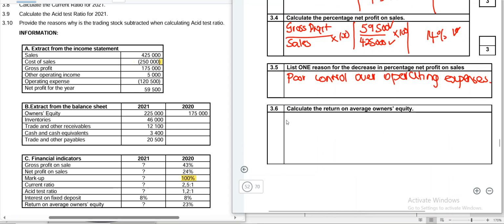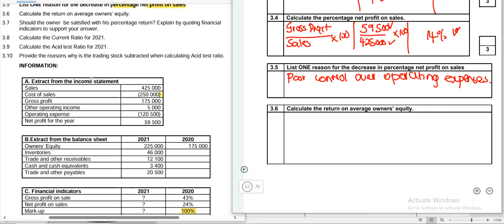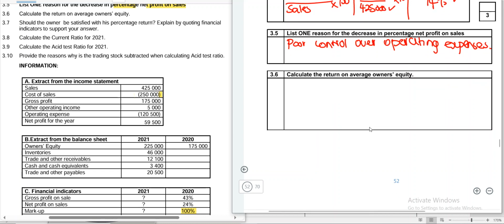Okay, then next, they're saying calculate the return on average owner's equity. I normally tell learners that for grade 10, this is one of the most difficult financial indicators that learners struggle with. So what can you do? You start with the formula. Remember, return is represented by net profit. So we are going to say net profit over average owner's equity, and then we multiply by 100.